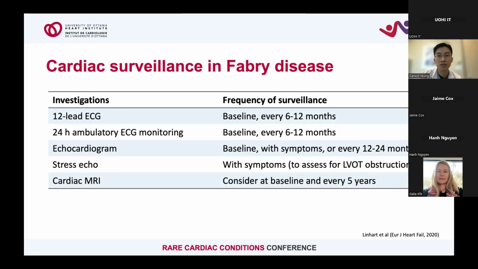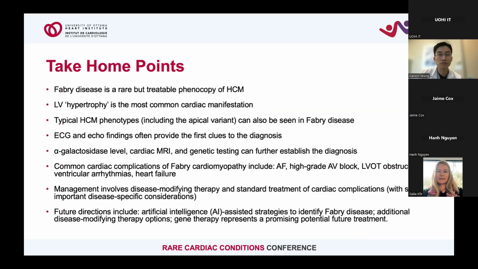Stress echo should be considered in patients with symptoms that could be suggestive of LVOT obstruction, and cardiac MRI could be considered at baseline and every 5 years for further risk stratification. So that was a very brief overview.